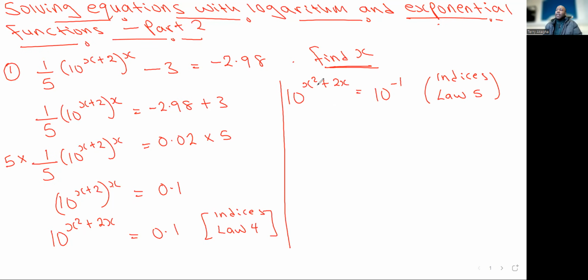So we have 10^(x squared plus 2x) is equal to 10 raised to the power minus 1. Now, laws of indices, I told you that when the base is the same, the powers will be the same. That's the 11th law, okay? Law 11. So therefore, we have x squared plus 2x will be equal to minus 1.